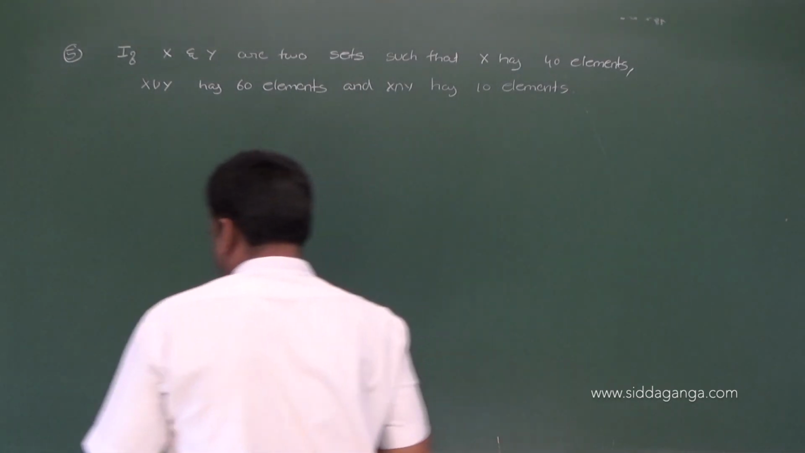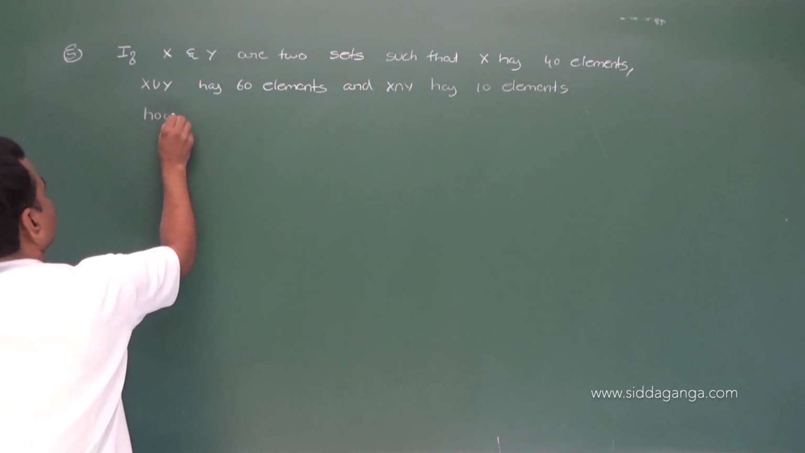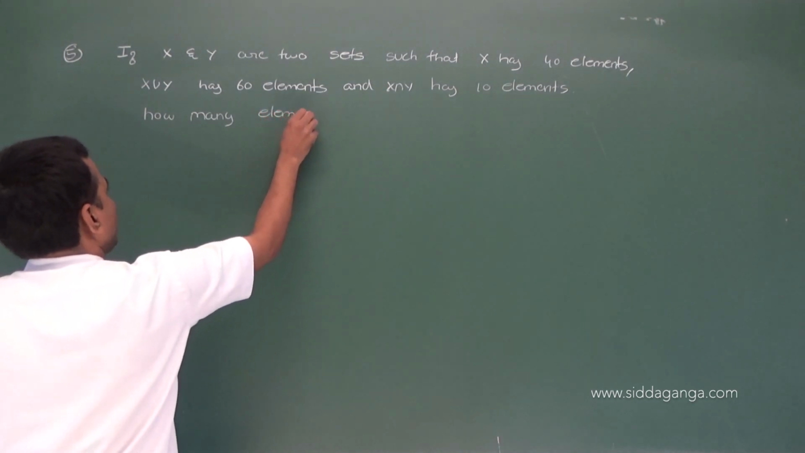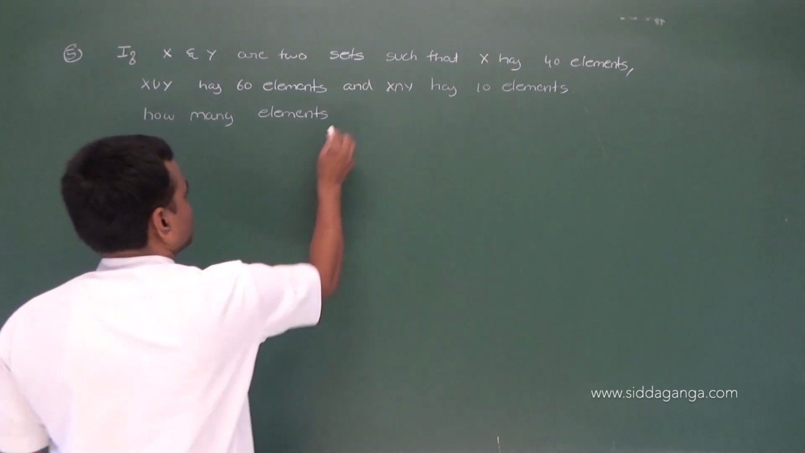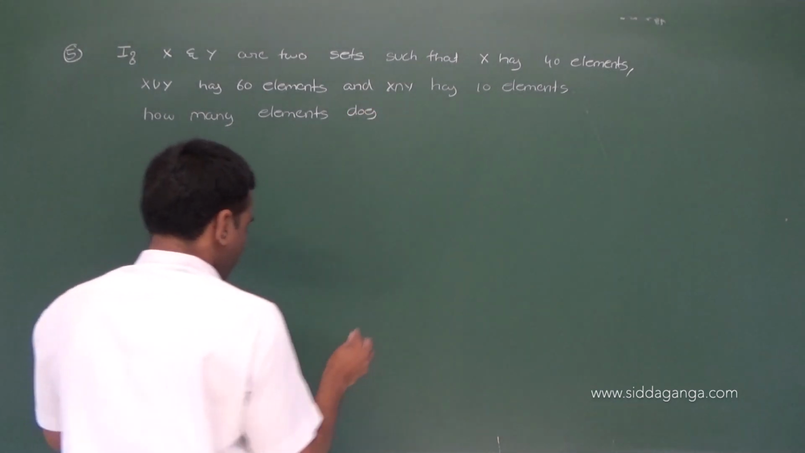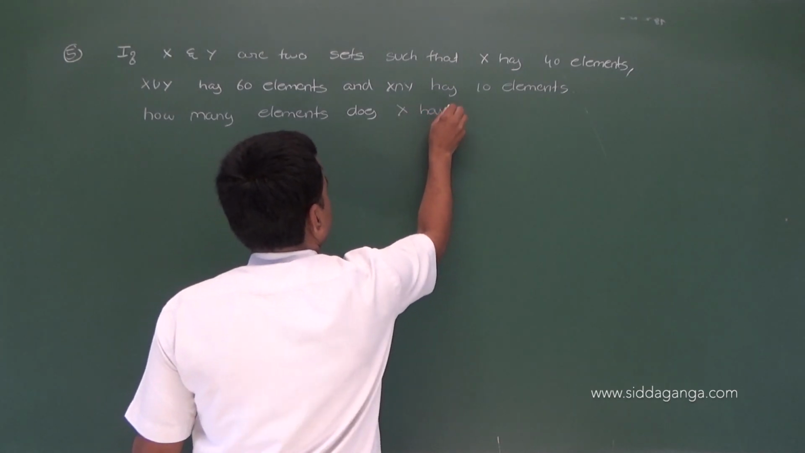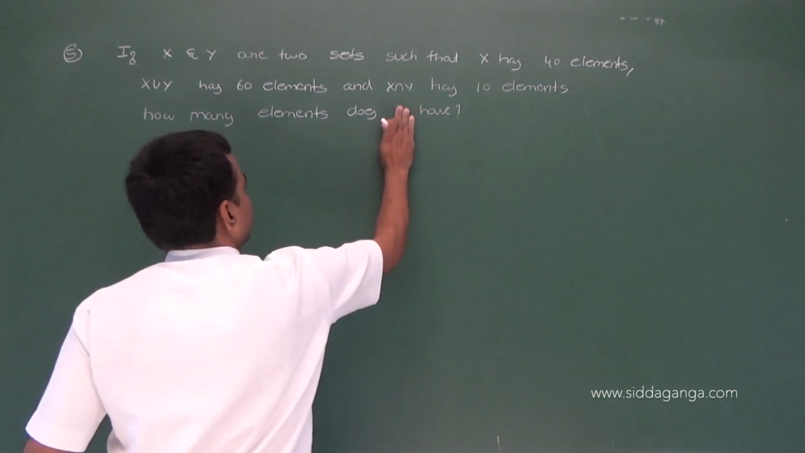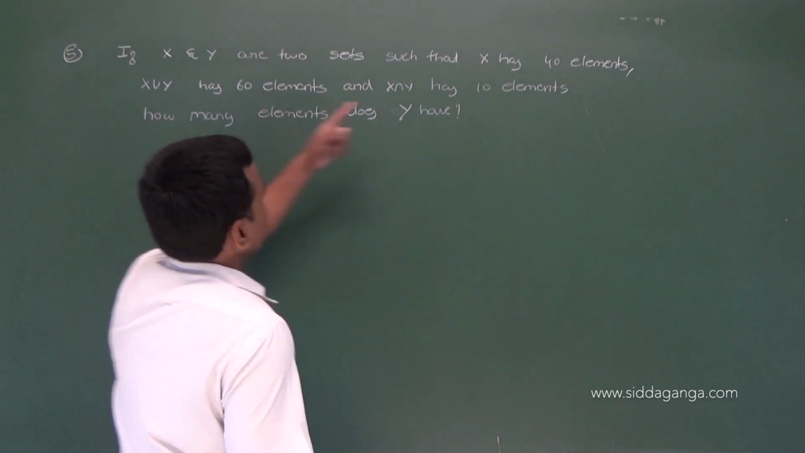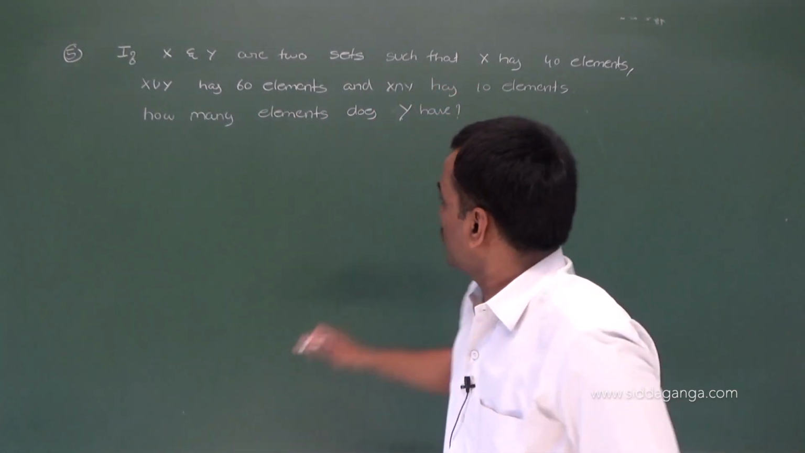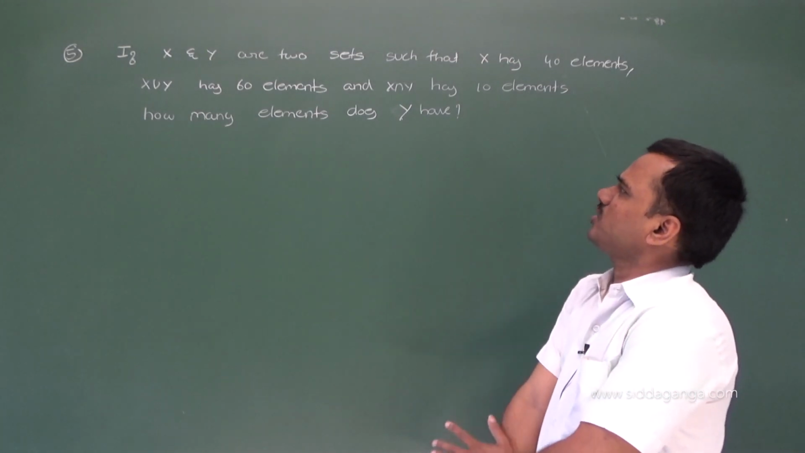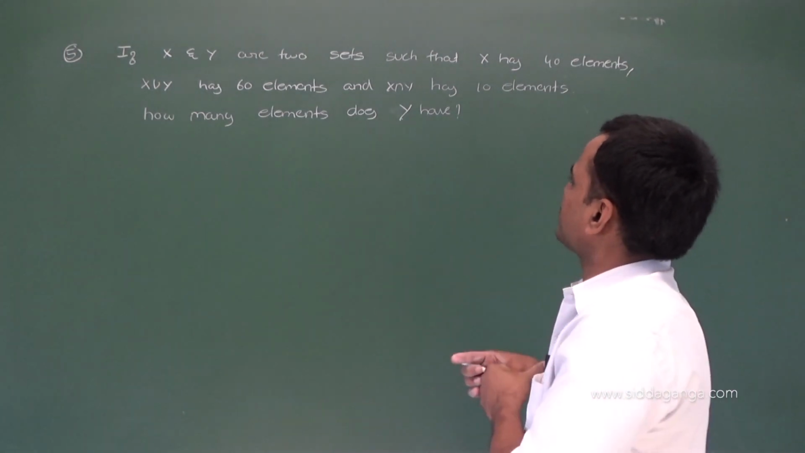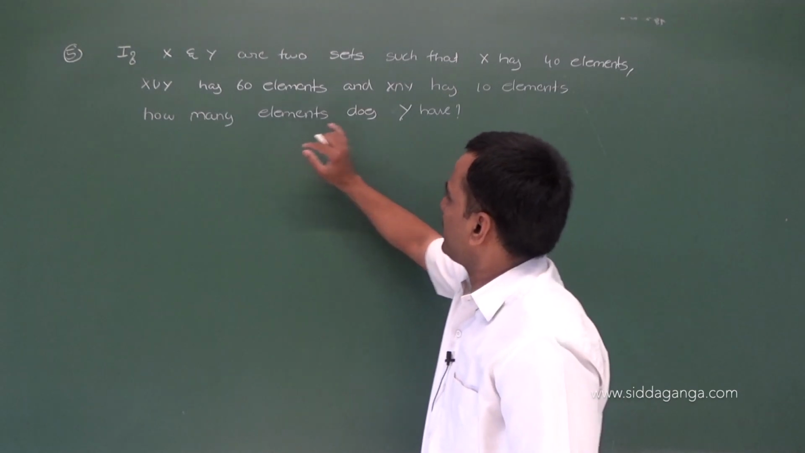Full stop. What is asked? How many elements does y have? Sorry, not x, it is y, because x is given. See the question. If x and y are two sets such that x has 40 elements, x union y has 60 elements, x intersection y has 10 elements, how many elements does y have?